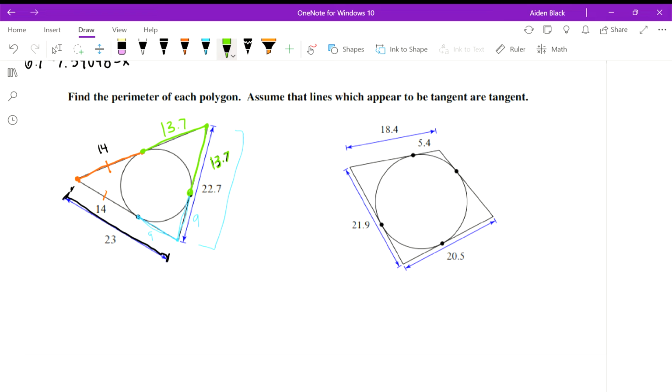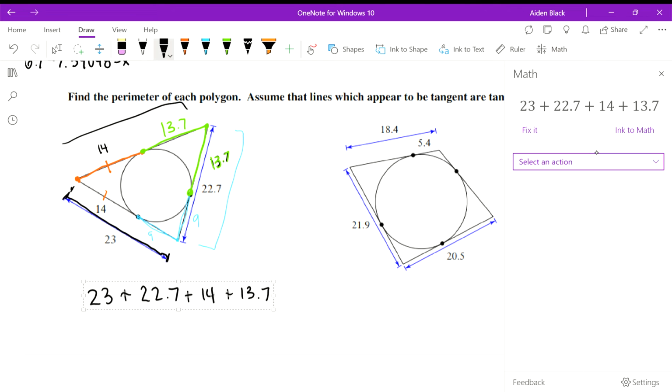So you can either add up each and every segment, like 9 plus 13.7 plus 13.7 plus 14 plus 14 plus 9, and so on, or you can just say, well, I know this whole side is 23. I know that whole side is 22.7. And then I also know that this one is 14 plus 13.7. Let's see if this will calculate. 73.4. Okay.